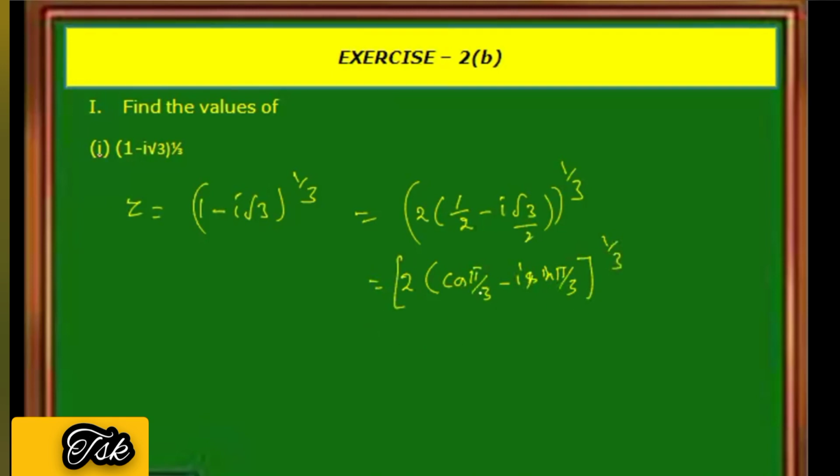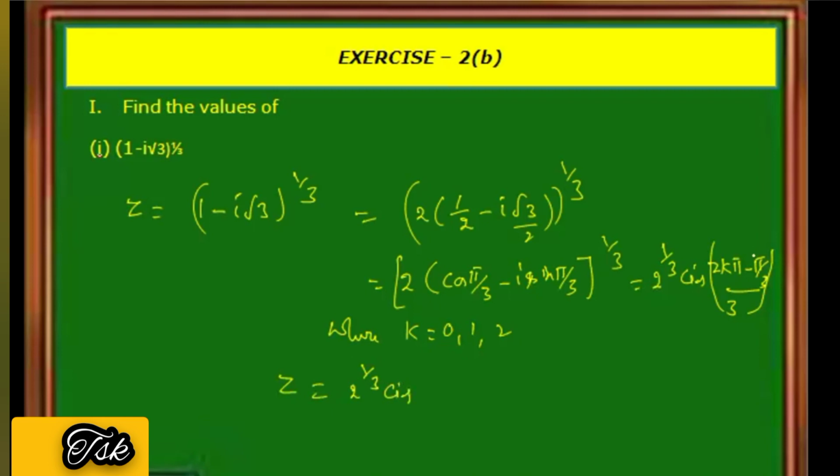So theta is pi by 3. This is 2 to the power 1 by 3 into cis, and 1 by 3 is there. So the formula is 2k pi plus theta, where theta is minus pi by 3, all divided by 3, where k is equal to 0, 1, 2. Therefore the z value when k is equal to 0 is 2 to the power of 1 by 3 cis minus pi by 9.